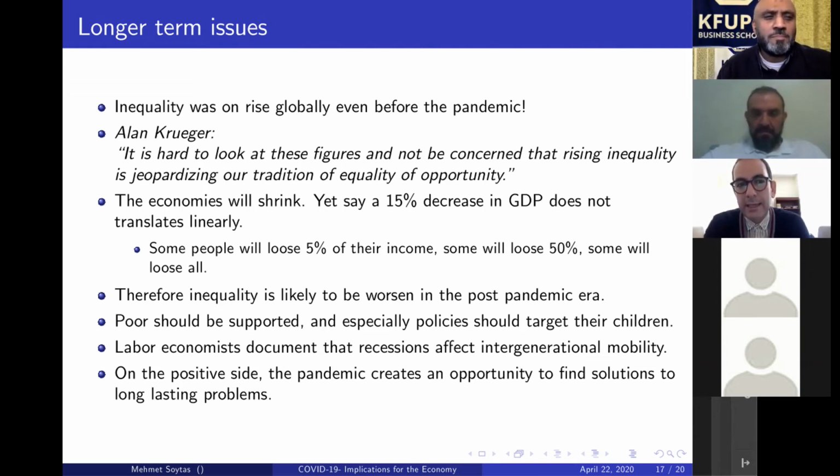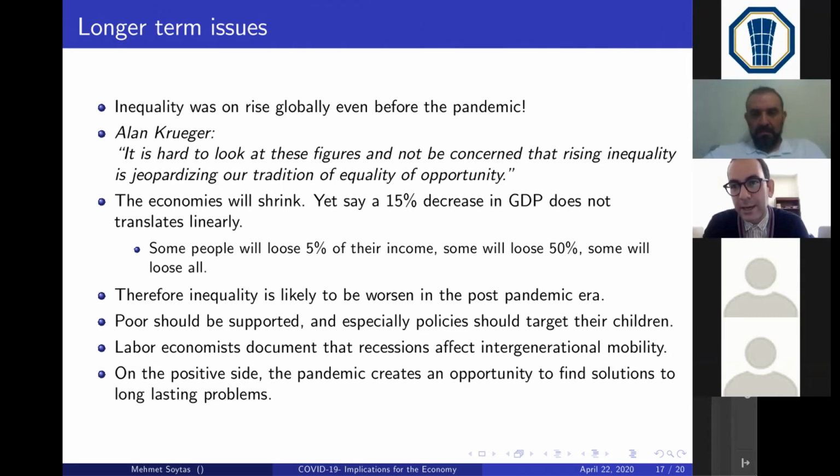And given that the economies will shrink for sure, we are in a recession. But suppose a 15% decrease in GDP in country A; that doesn't necessarily translate linearly. It doesn't mean a 15% decrease in each person's income, which might be bearable for everyone. It translates non-linearly. Let's say for some people it means a 5% loss of their income, for some 50%, and some will lose all. So some people will be losing everything.